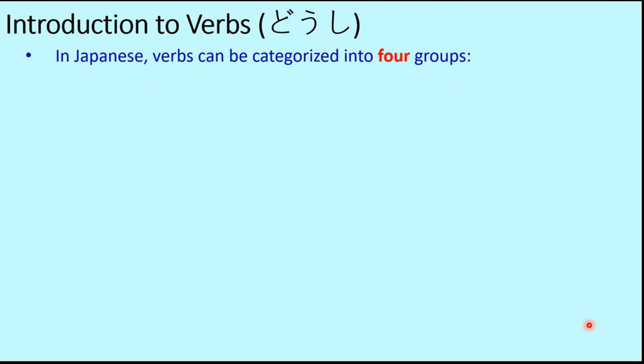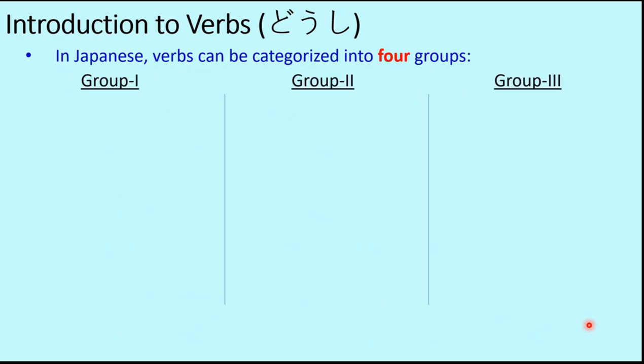So let's begin today's lesson, Introduction to Verbs. In the Japanese language, verbs can be categorized into four groups. First of all, we look at the first three groups, 1, 2, and 3. And we shall begin with group 3 first because that's the simplest one.